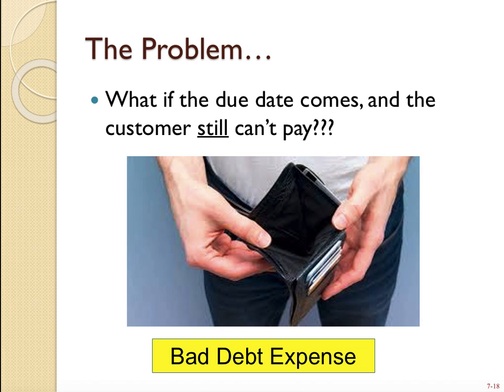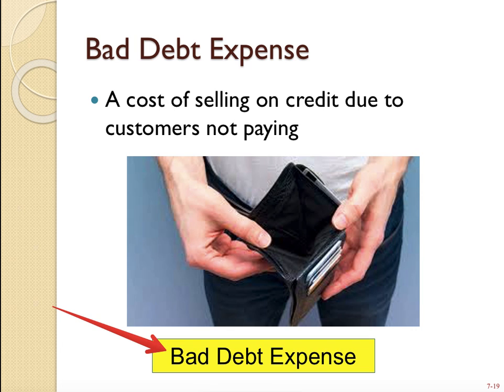So there's still a problem, okay? What if the due date for the AR comes, but the customer still can't pay? They look in their wallet again and they're like, I can't pay. Okay, that happens sometimes. Sometimes customers never pay. And we call that bad debt expense. Okay, bad debt expense is a cost of selling on credit due to customers not paying.